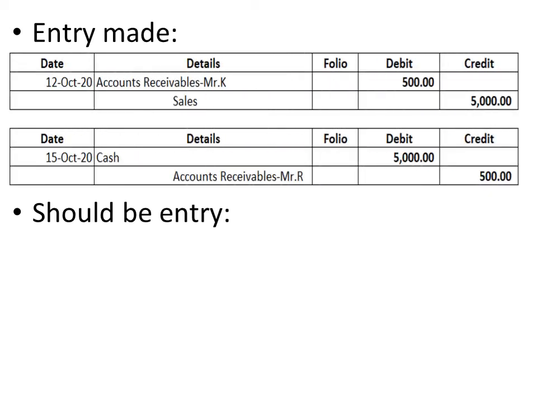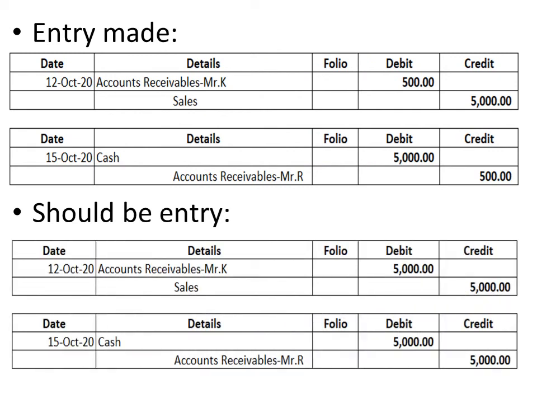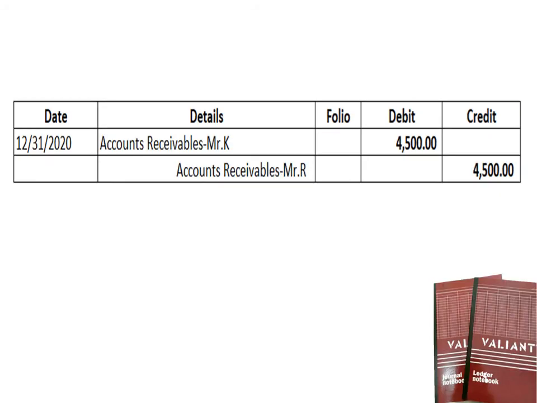Now we already know the entry that was made, and we now need to know what the entry should have been. The entry made was this one, which we have previously discussed. And the entry that should have been made is: accounts receivable Mr. K 5,000 and sales 5,000, and cash 5,000 and accounts receivable Mr. R 5,000. So this is the should-be entry. When we do the adjusting entry, it should be like this: accounts receivable Mr. K 4,500 and accounts receivable Mr. R 4,500. Okay? So this is now our correcting entry, which we usually document in our general journal.